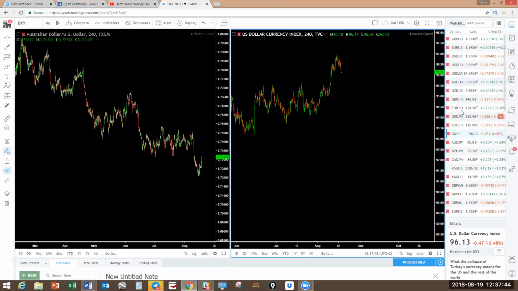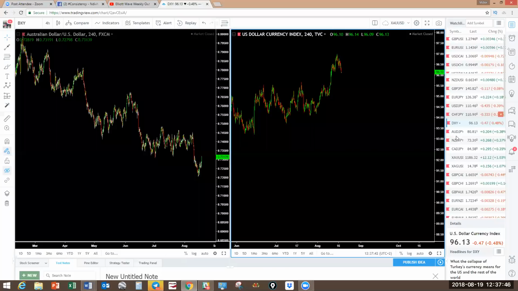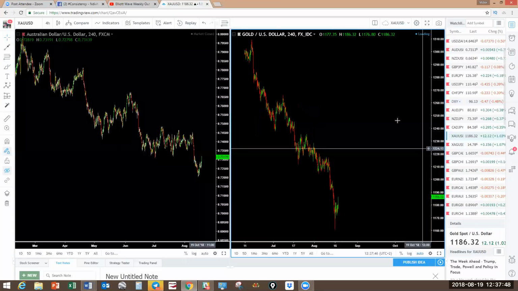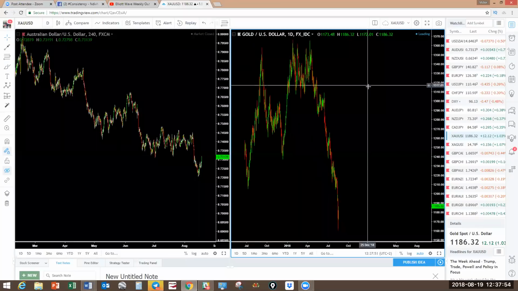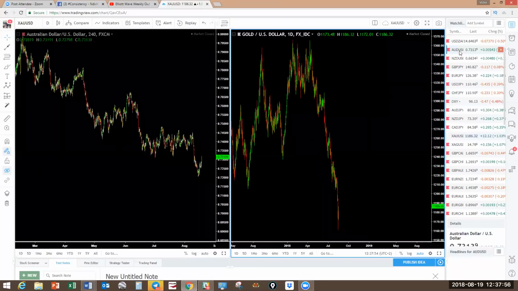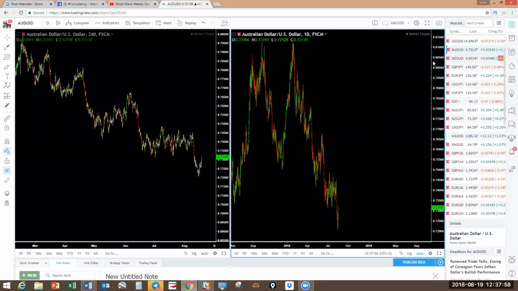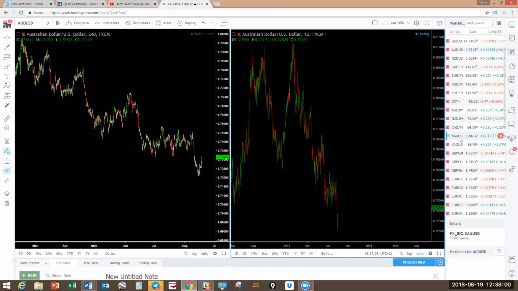I'm not doing analysis on gold as yet. I'm still going to look at gold, but I just want to show you that there is a relationship between these two pairs. So on the left hand side there, we've got gold. Let's put on AUD US dollar on the right hand side. Sorry, gold on the right hand side.